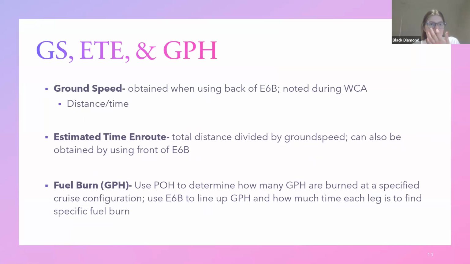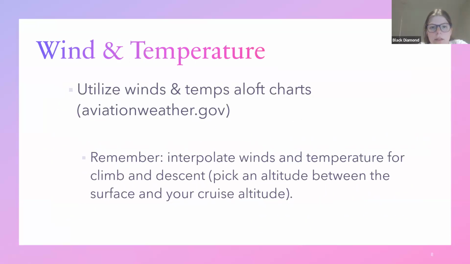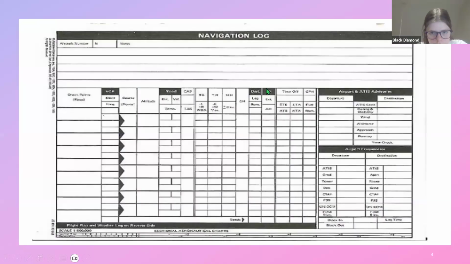Alrighty. Ground speed, estimated time en route, and our fuel burn, which is our gallons per hour. So our ground speed is obtained when using the back of the E6B, and it's noted during wind correction angle. Like I said, when we were talking about the back of the whiz wheel and getting our wind correction angle, it will also give you your ground speed at the same time. So you're just going to note that and put it in your box on your estimated line. And then of course we'll calculate our actual when we get in flight, but you'll put it in that top line.